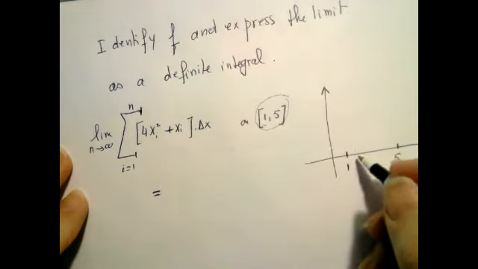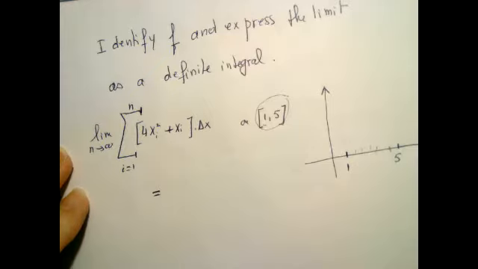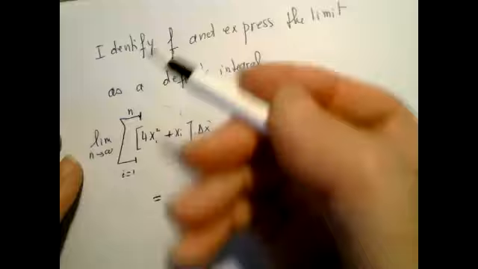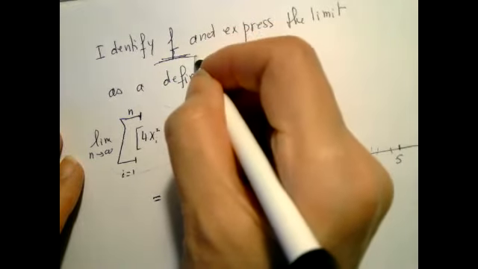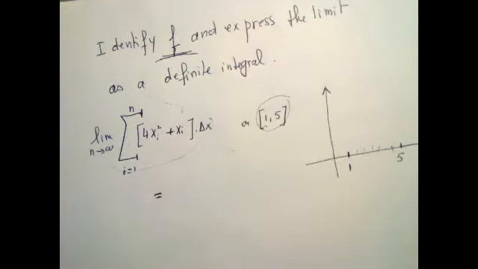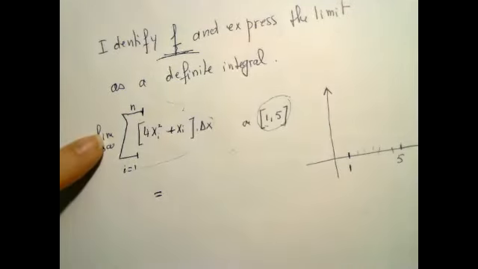And I'm subdividing it into pieces. And I'm taking those sums for larger and larger n. So the question is, identify your f and express the limit as a definite integral. I'm not saying it's hard at all, but it's important. That's what I'm saying. Okay, what is the function here?